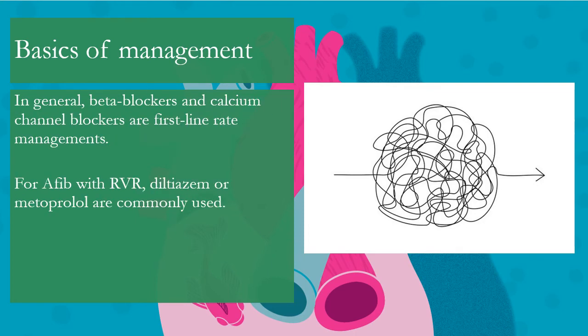The basics for rate control is that you use beta blockers and calcium channel blockers, right? That makes sense. We always talk about those as being for reducing heart rate. Specifically for patients that have AFib with rapid ventricular response, diltiazem or metoprolol are commonly used. But like I said, we're talking about beta blockers, calcium channel blockers.